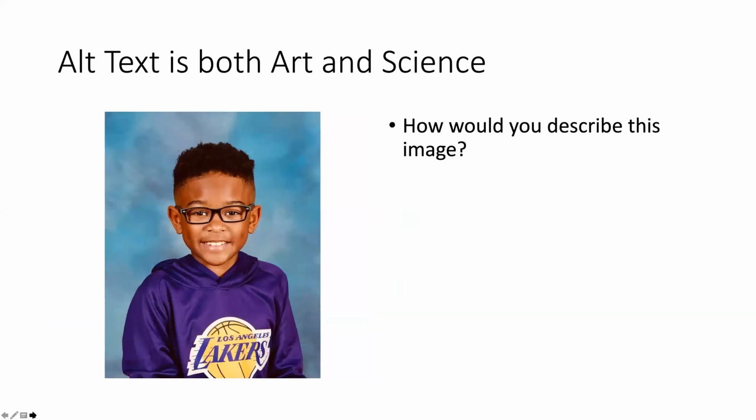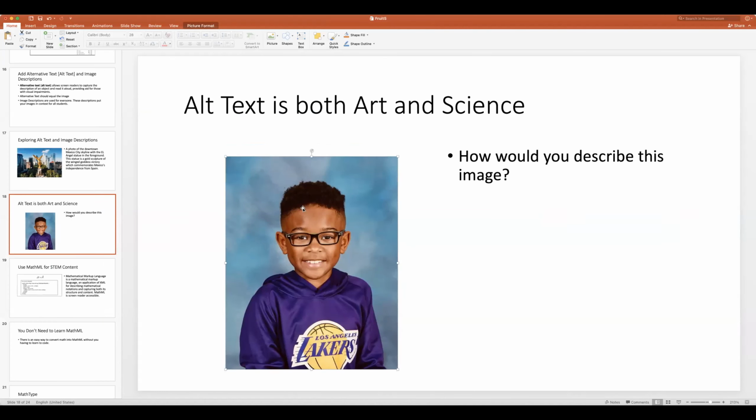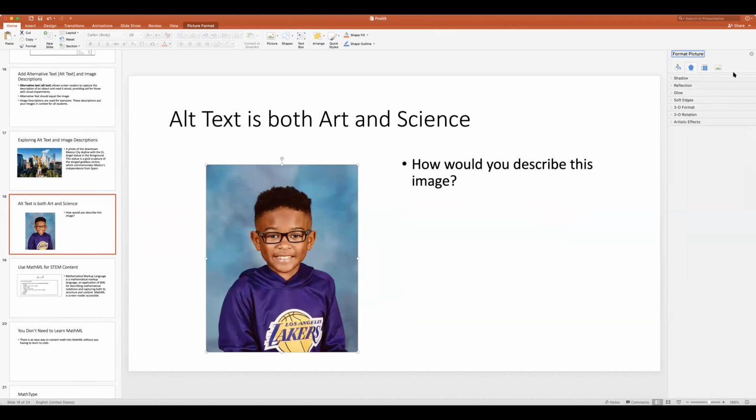So let's look at the next image. How would you describe that image? Well, it's going to depend on what you're doing. So I'm going to show you the alt text I put for this image. I'm going to click on this image, go down to Format Picture, and go to alt text. So under Format Picture, this third icon from the left is alternative text. And I just put a young boy in a school photo. He's wearing glasses and a purple pullover with the Los Angeles Laker logo on the front.